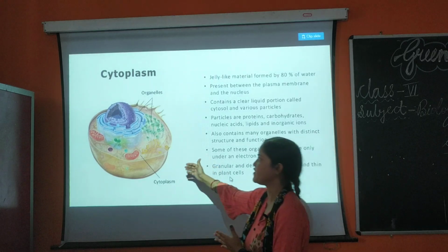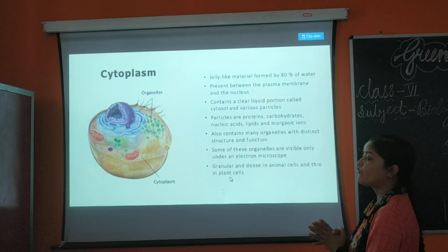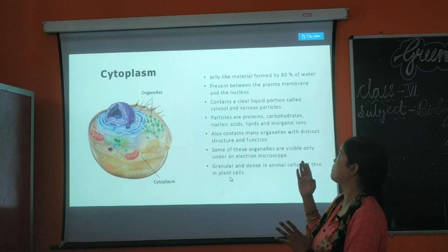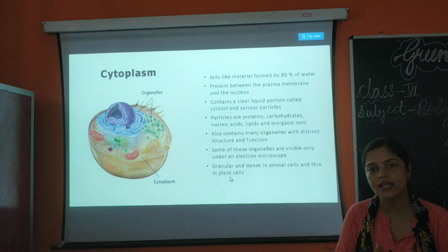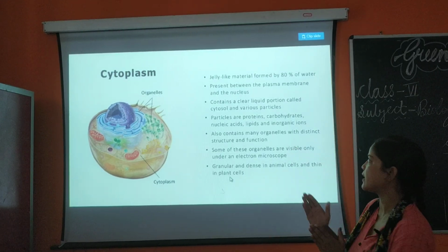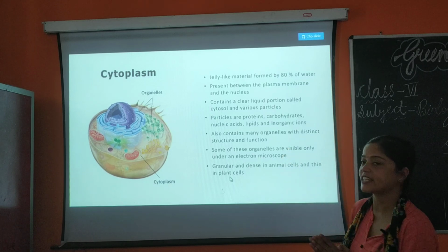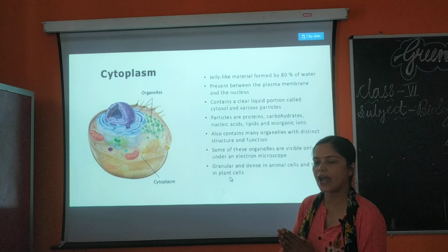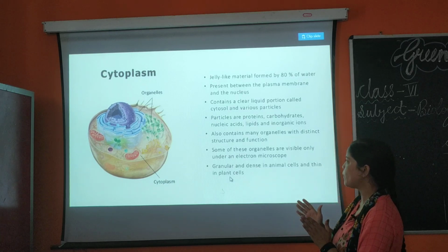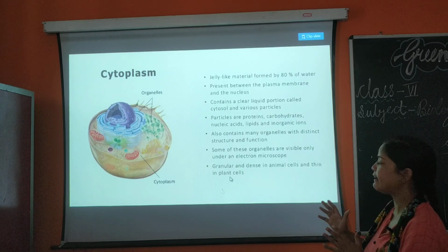So here is the figure of a cytoplasm. It is jelly-like material formed by 80% of water present between the plasma membrane and the nucleus. Where is it present? It is present between the plasma membrane and the nucleus. It contains a clear liquid portion that is called cytosol and various particles.